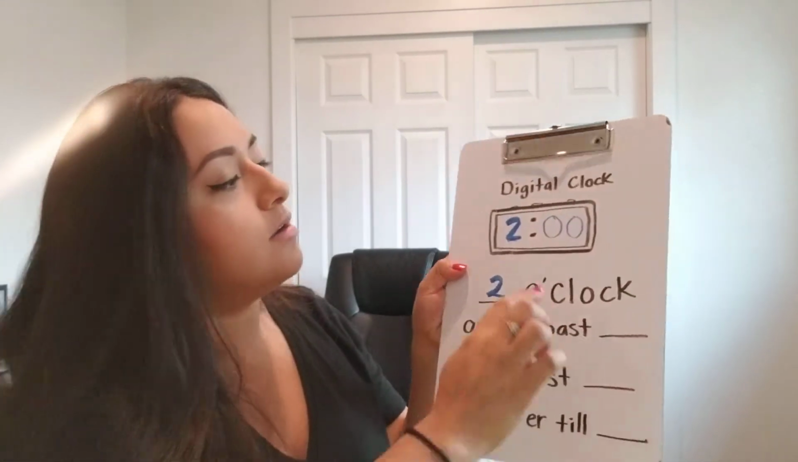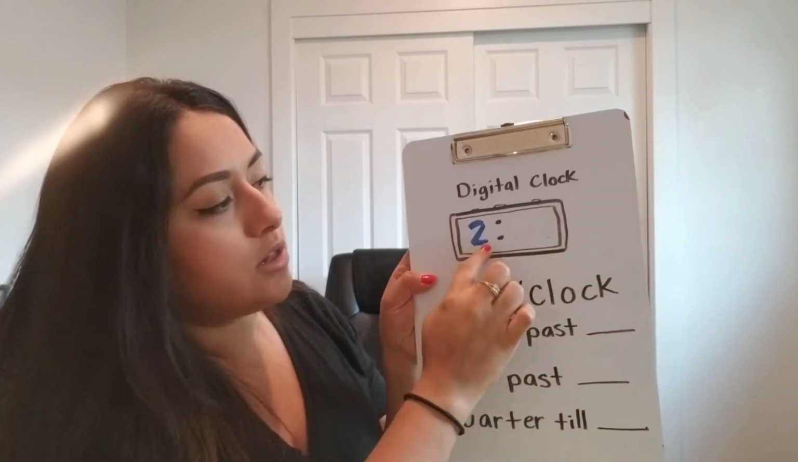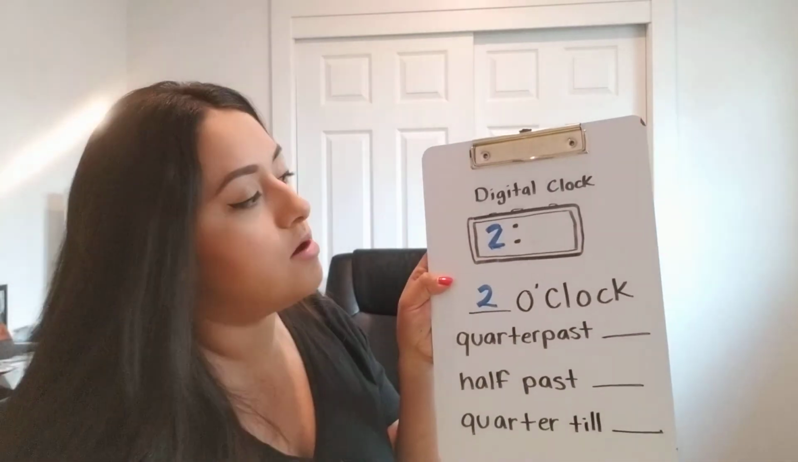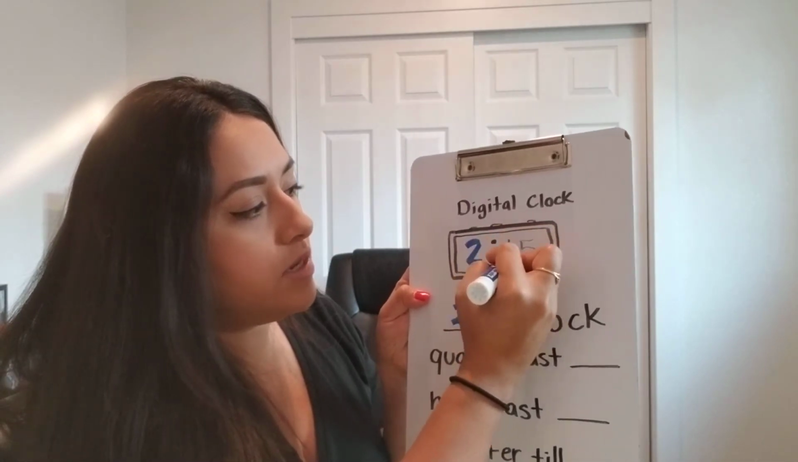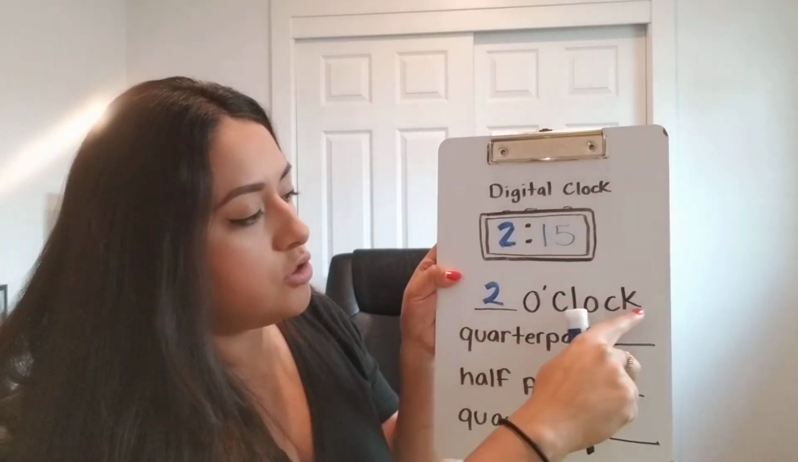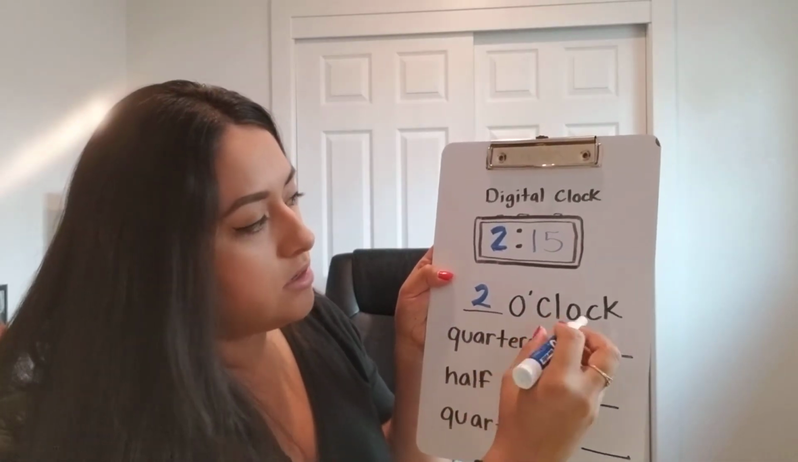Now, how would that look on our digital clock? So now it's not 0 zeros, right? It's still 2 o'clock, but now it's 2:15. And now it's not 2 o'clock, it's a quarter past 2.